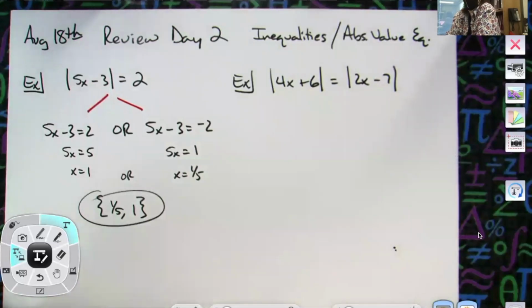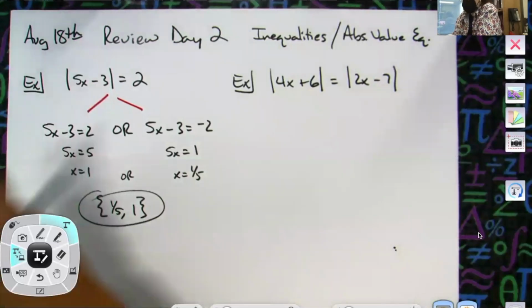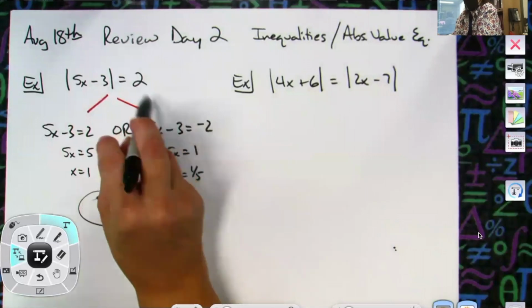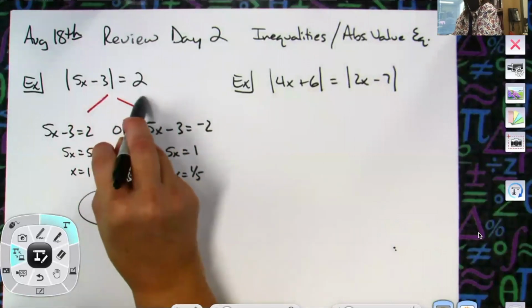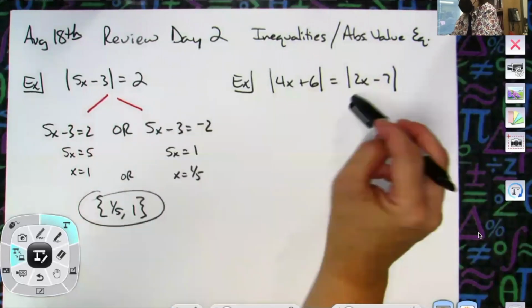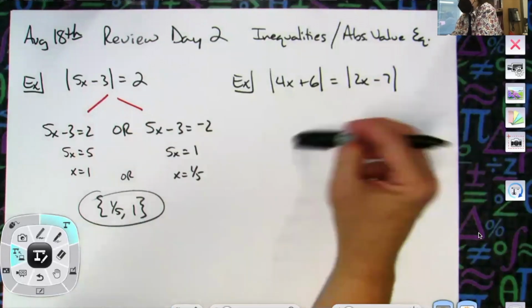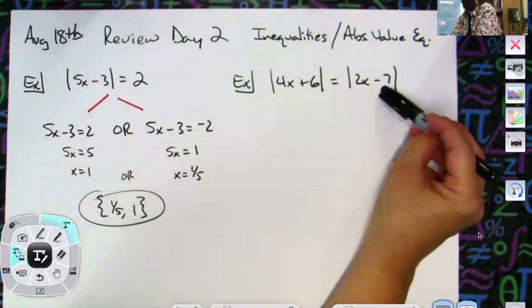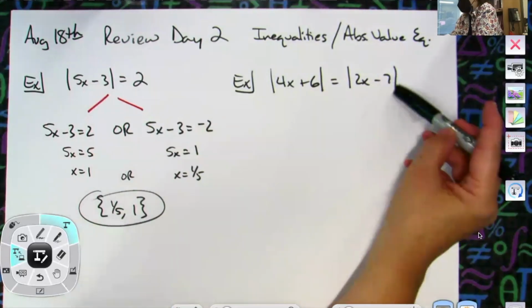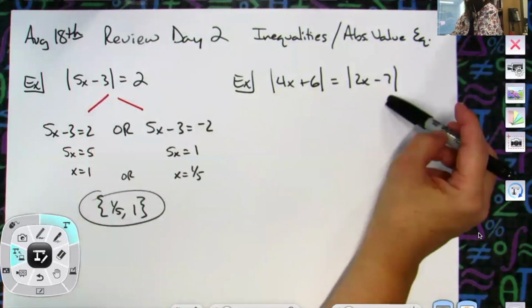Concept's going to stay the same, okay? I broke this up into 2 equations, and I took the opposite of what was on the right-hand side. All right, that's going to work on this too. I can solve 2 equations. The one on the left, I'm going to keep the same. The one on the right, I'm going to go through and change all those signs, okay?